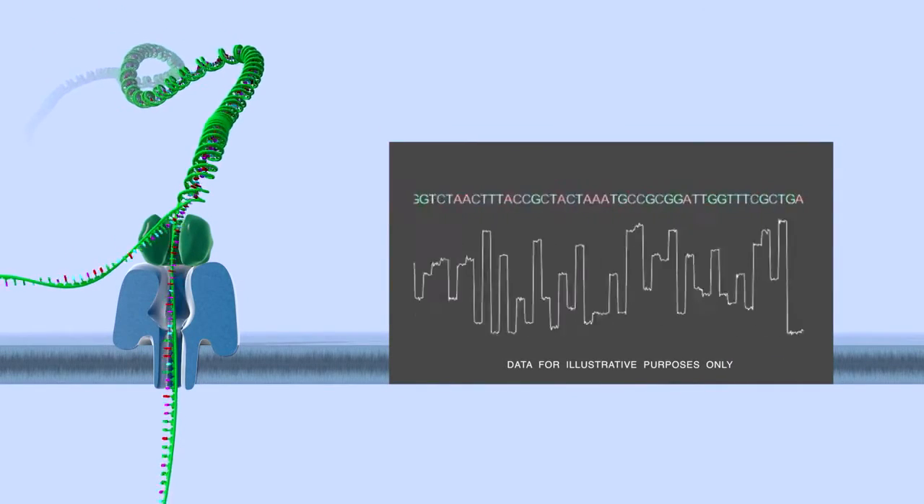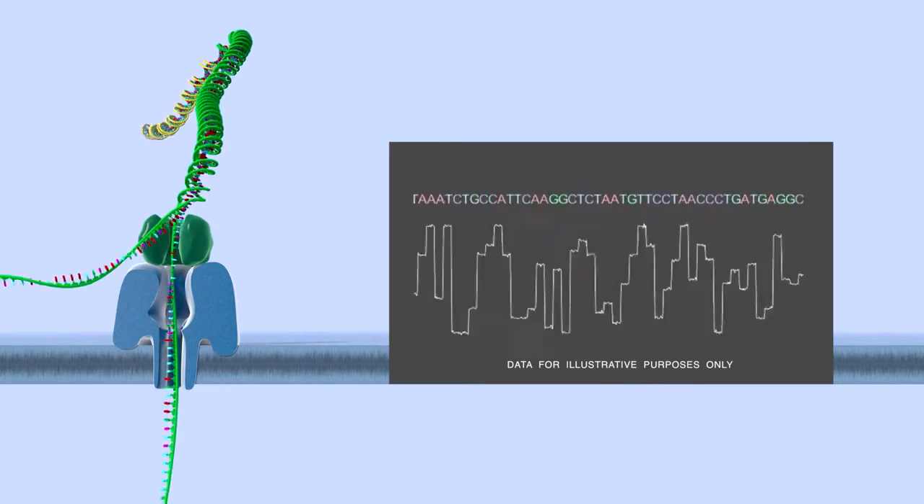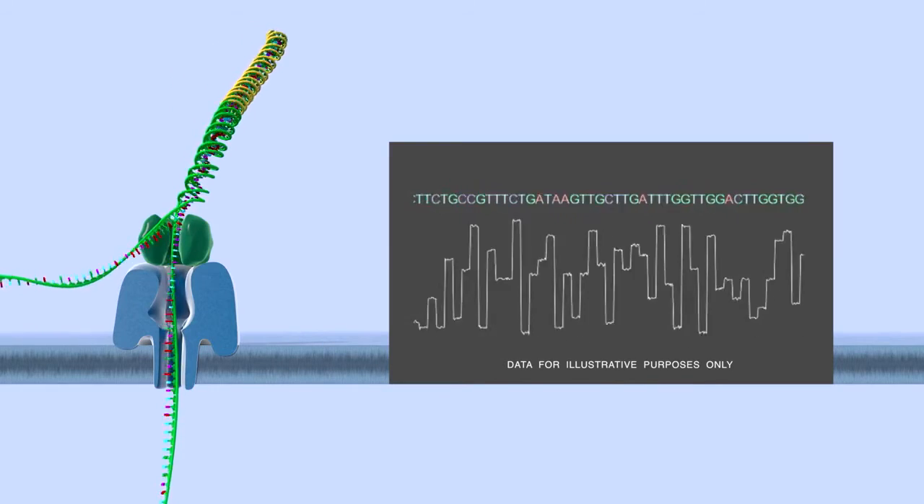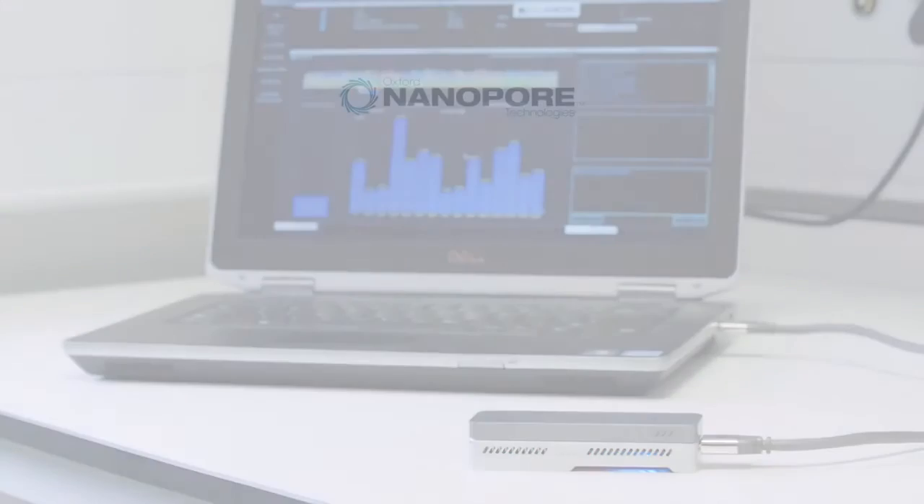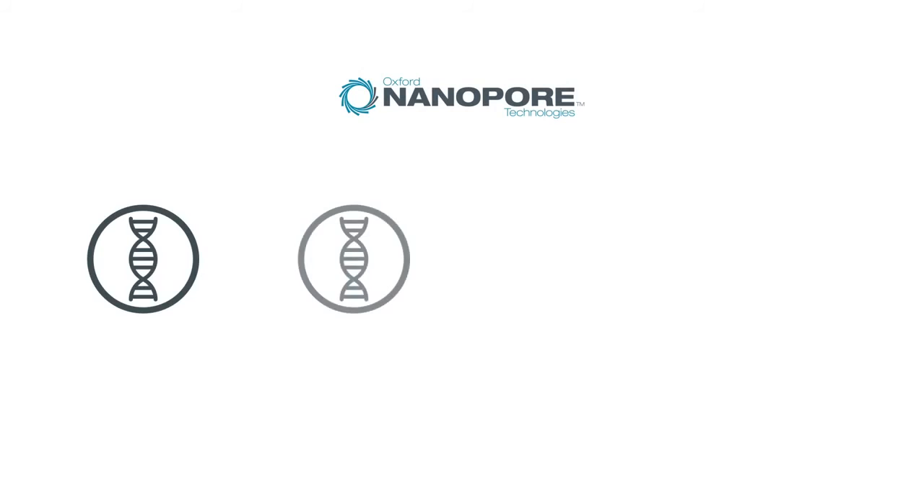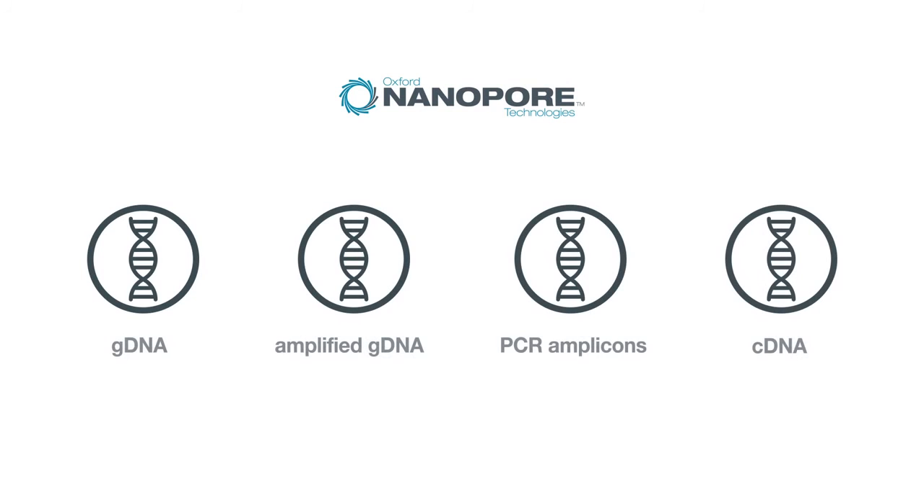The experiment is run until it is complete, rather than until an arbitrary instrument run has finished. This workflow is only possible with genuine real-time sequencing, and not with cyclical chemistries that deliver full-length reads at the end of the run. The workflow described here is adaptable and is used to sequence a variety of molecules, including genomic DNA, amplified genomic DNA, and PCR amplicons.